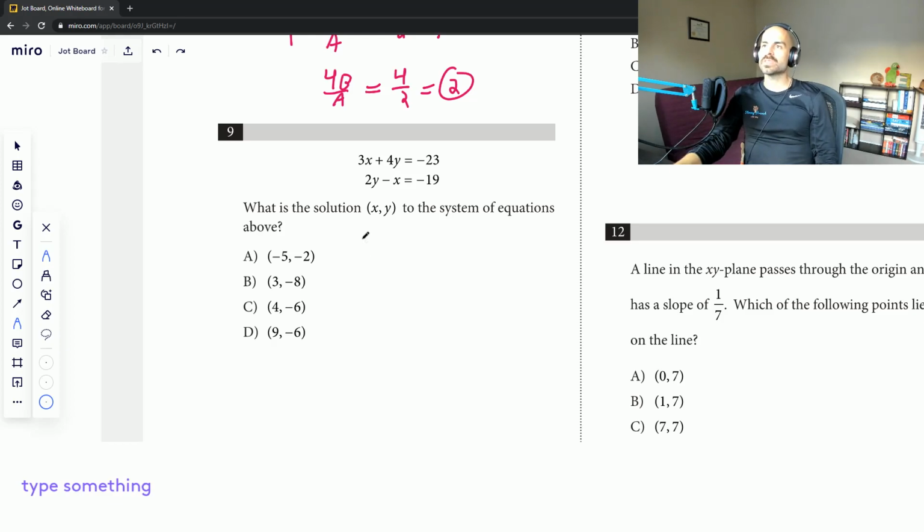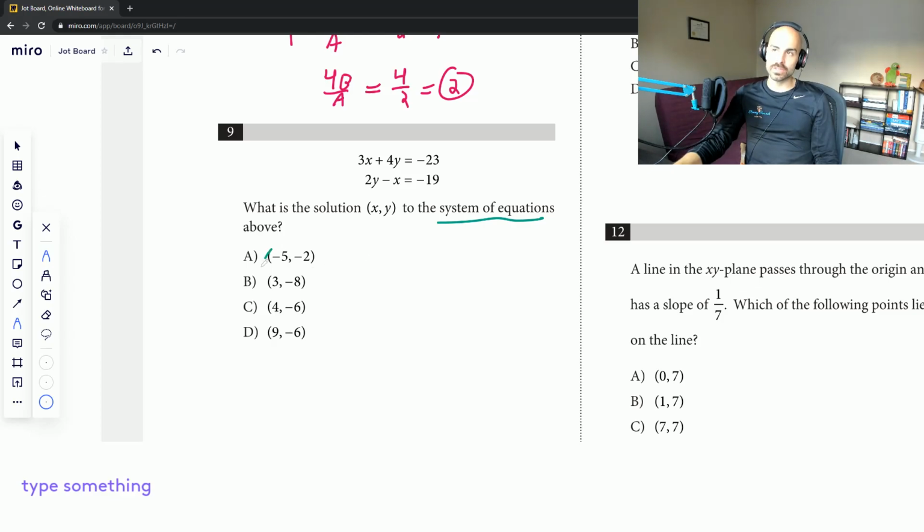So this problem is a system of equations problem. They're simply asking us where they intercept, but because we can't use the calculator in this section, we're simply going to try either substitution or elimination. We're going to start with elimination because that's the easiest way to go about this particular problem.